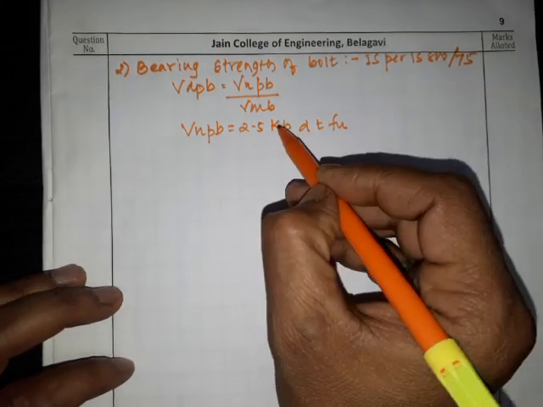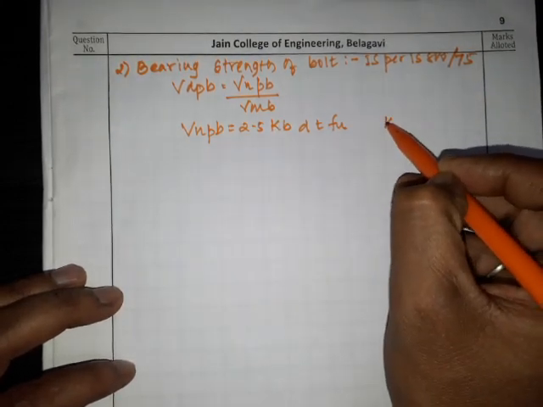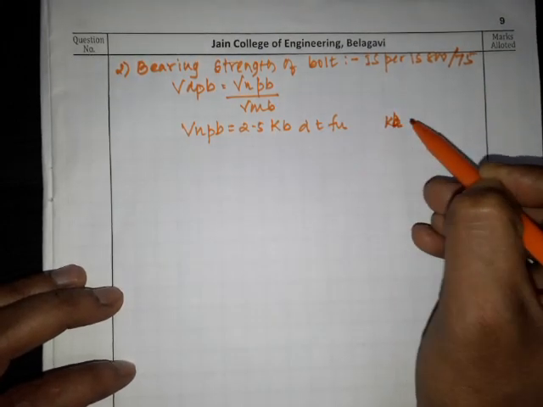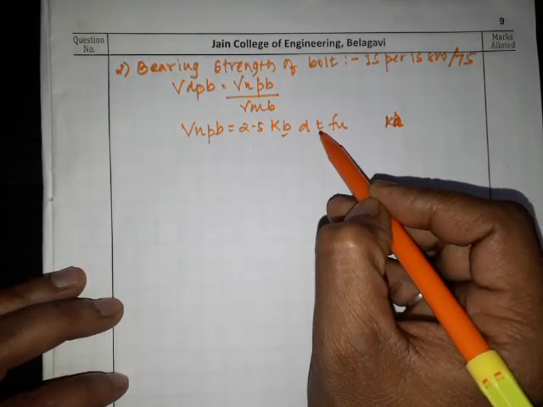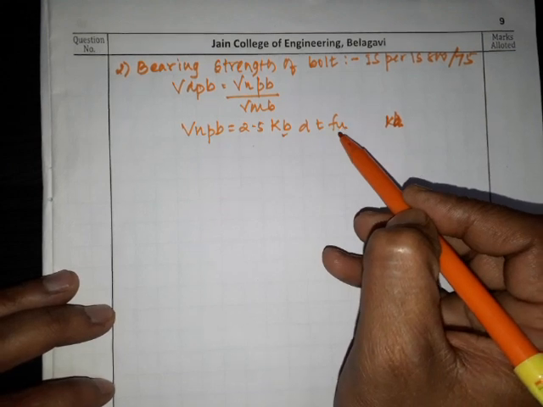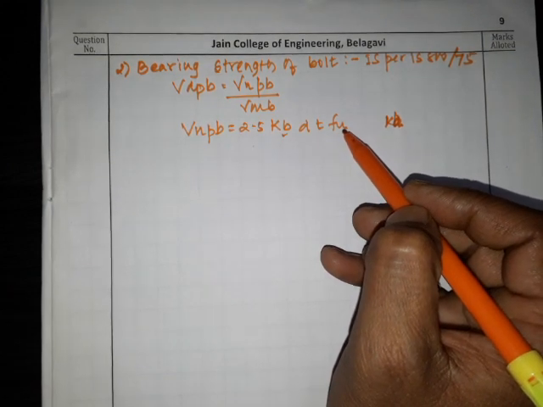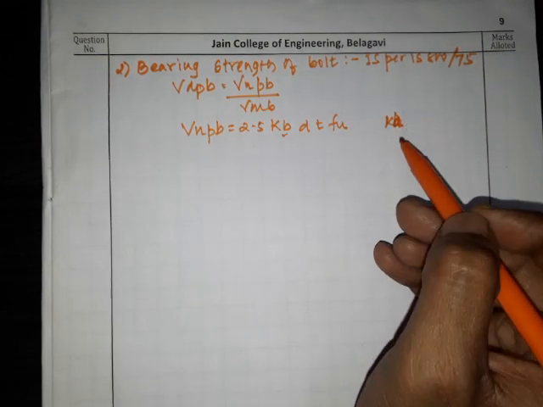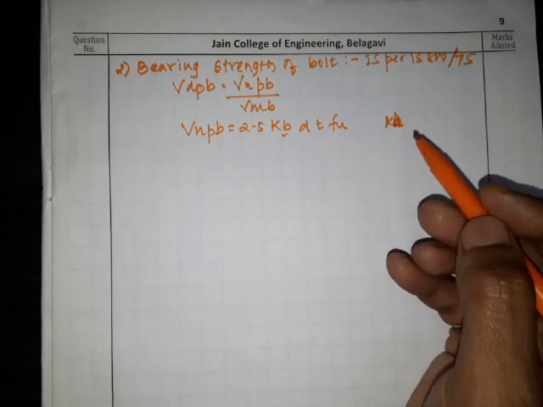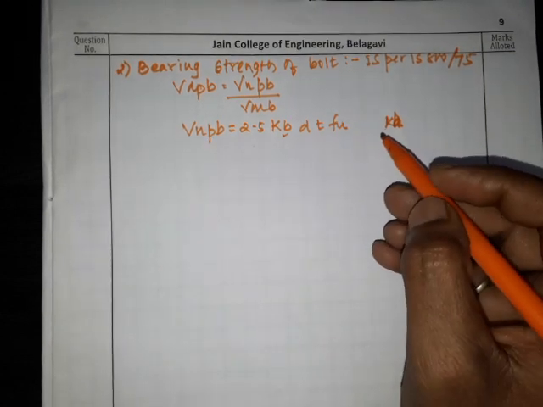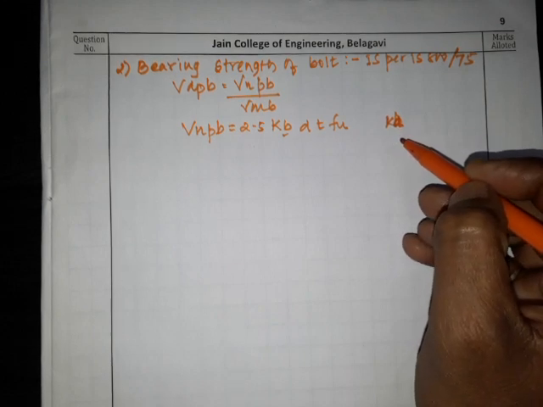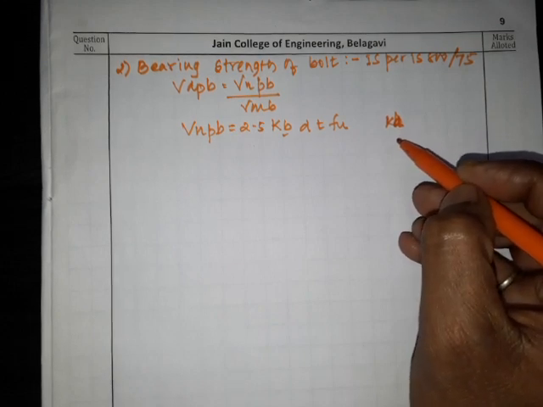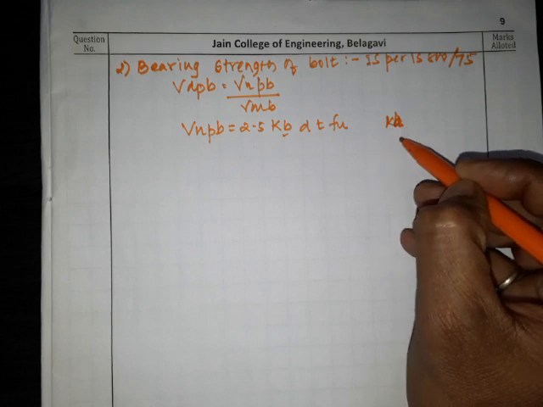Okay. So here the important thing is the calculation of kb. Because d is the diameter of plate, t is the thickness of plate, and fu is the bearing strength. So we have to find out kb. kb is the least of the values given in the clause, and we'll find out one by one.